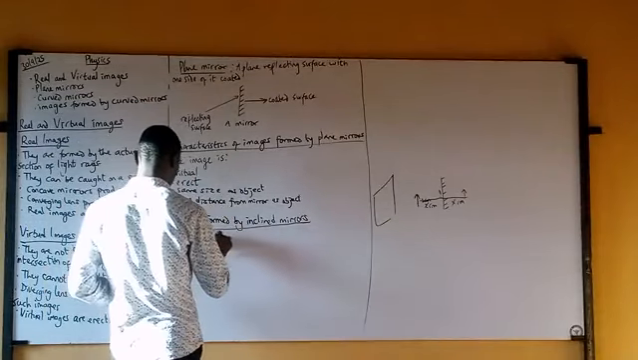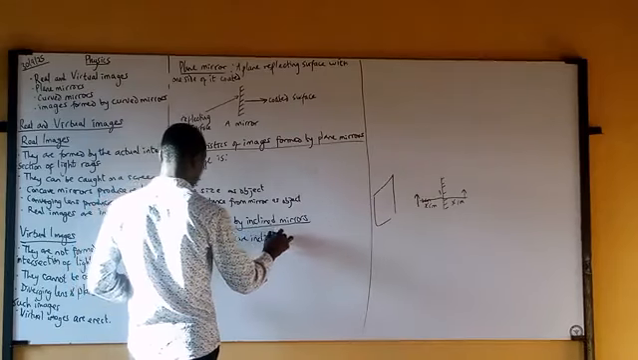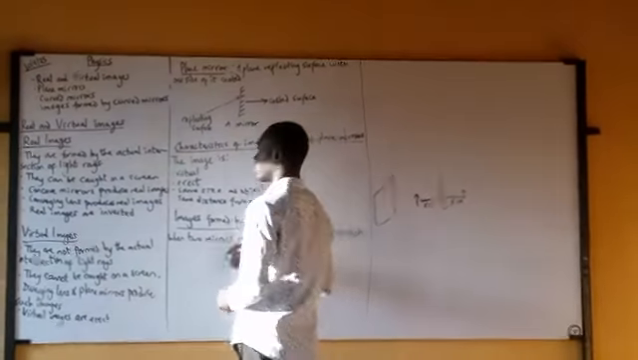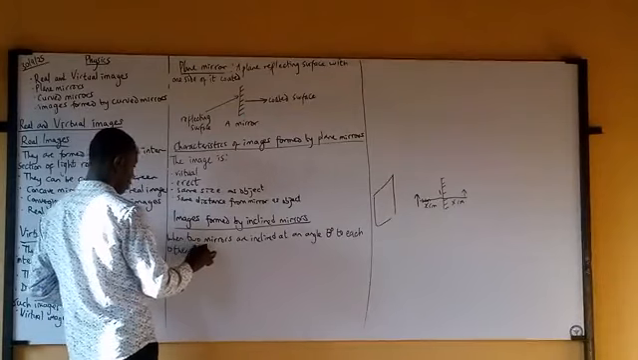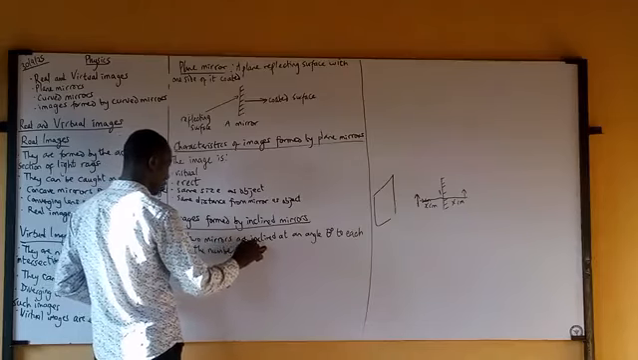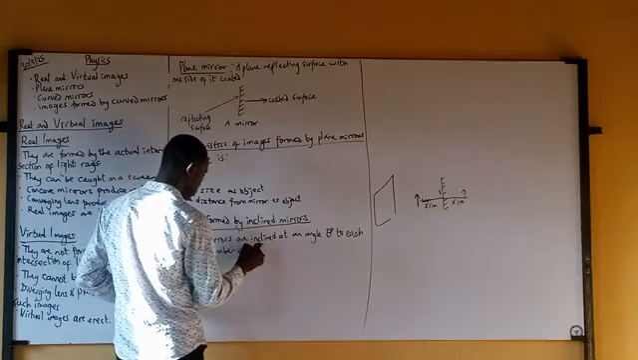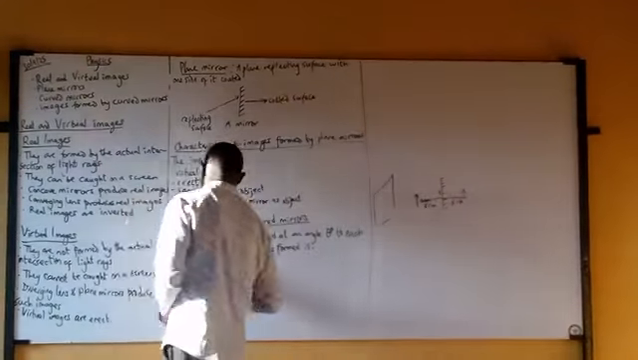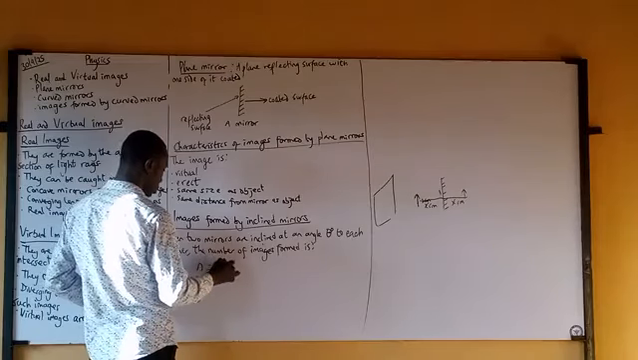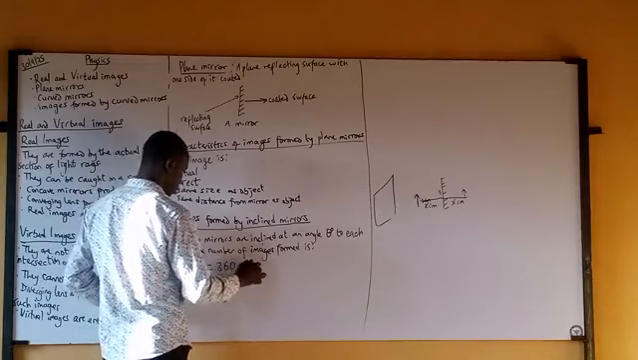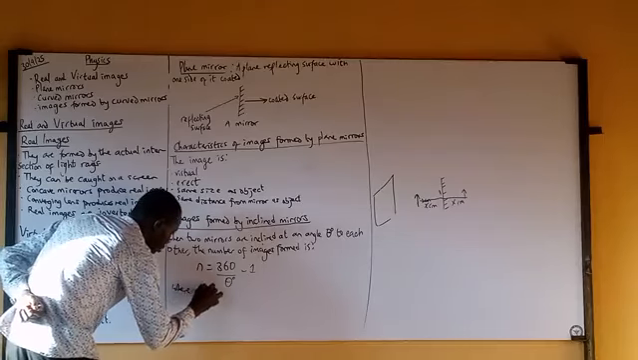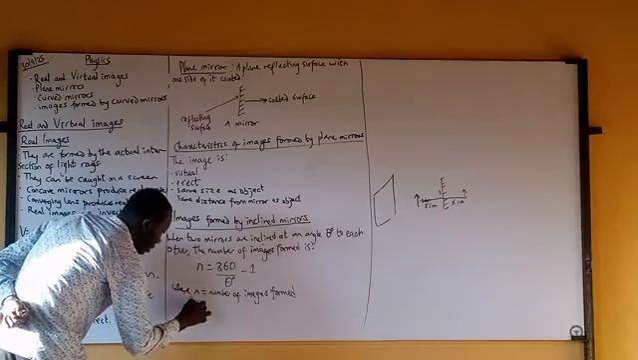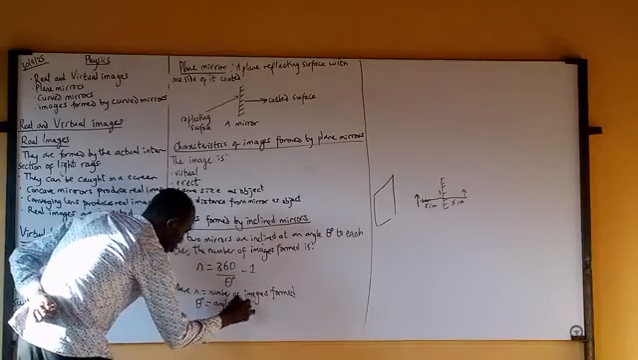When two mirrors are inclined at an angle, say theta degrees, to each other, the number of images formed is n equals 360 over theta degrees minus 1, where n is the number of images formed and theta degrees is the angle between the two mirrors.